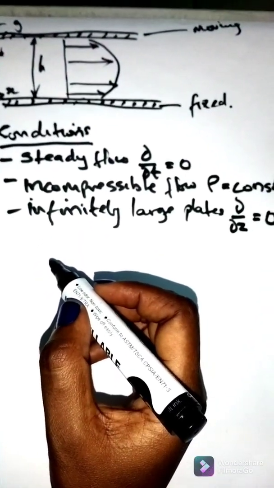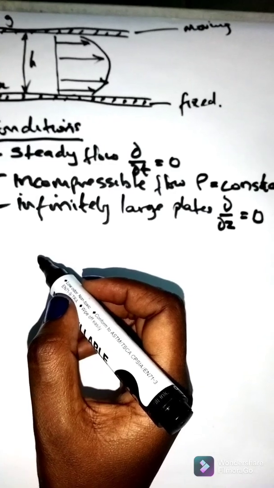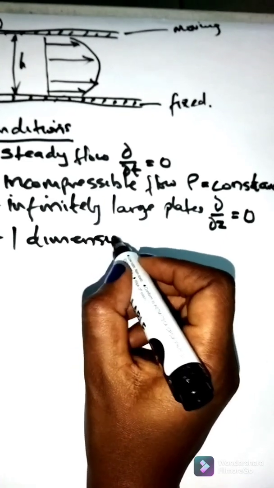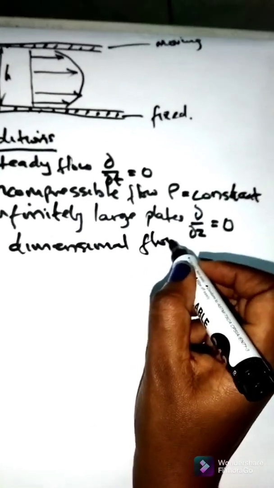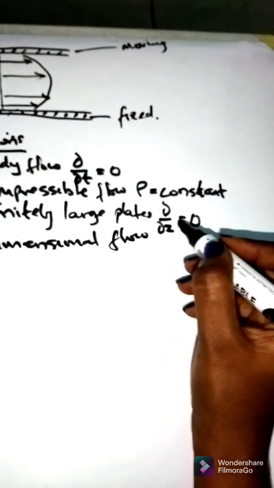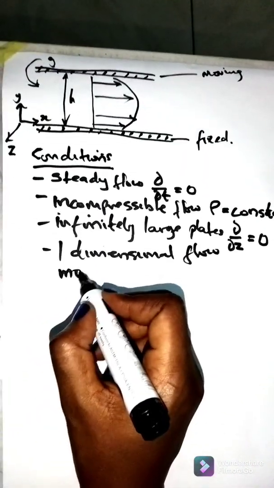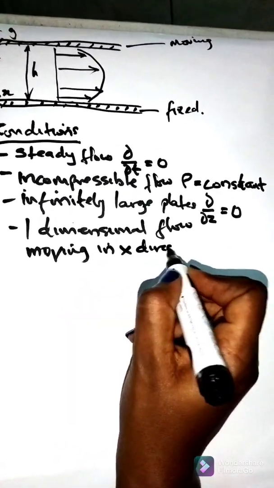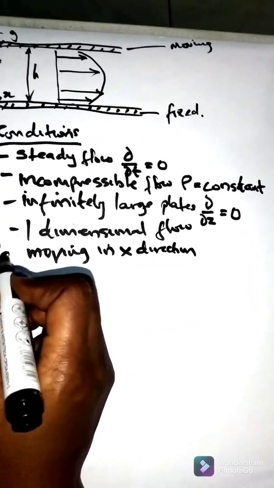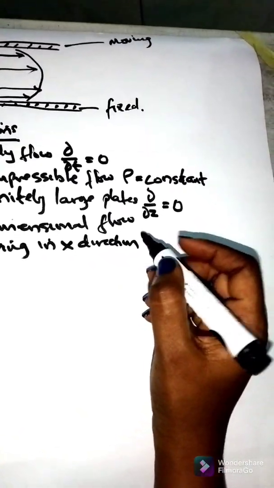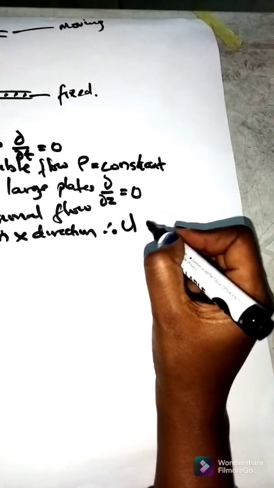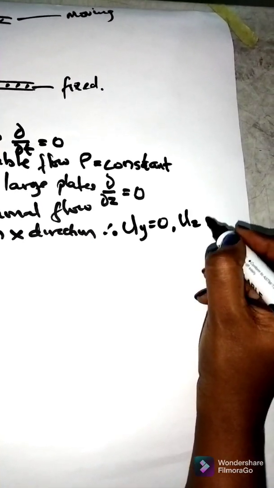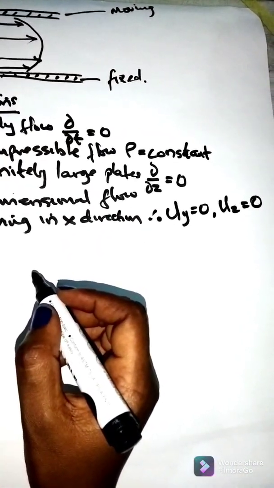Now since this flow is in one dimension, that means it's moving only in the x-axis. We say a one-dimensional flow. And the plates are moving in the x direction. Therefore, the velocity in the y direction is 0. The velocity in the z direction is also 0.